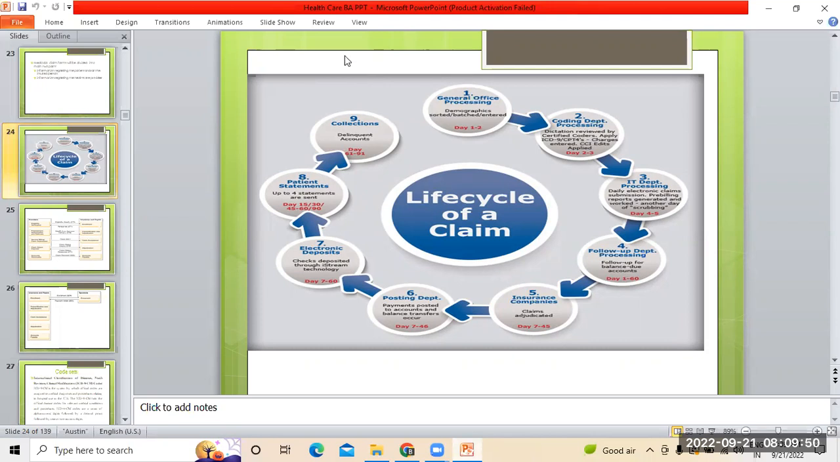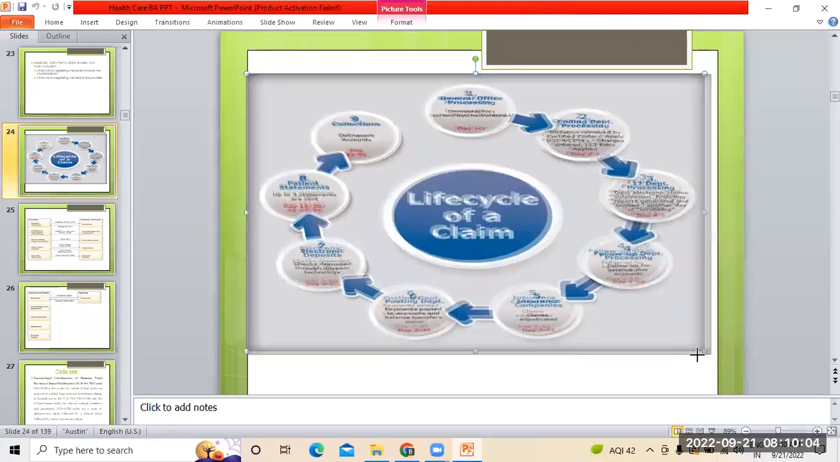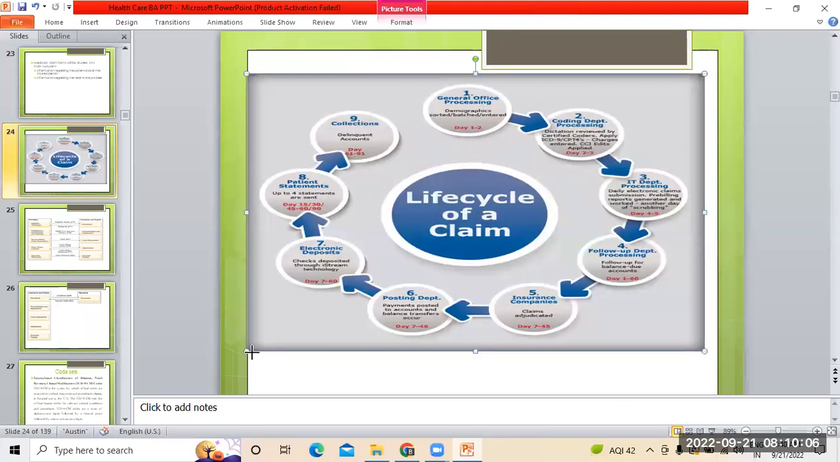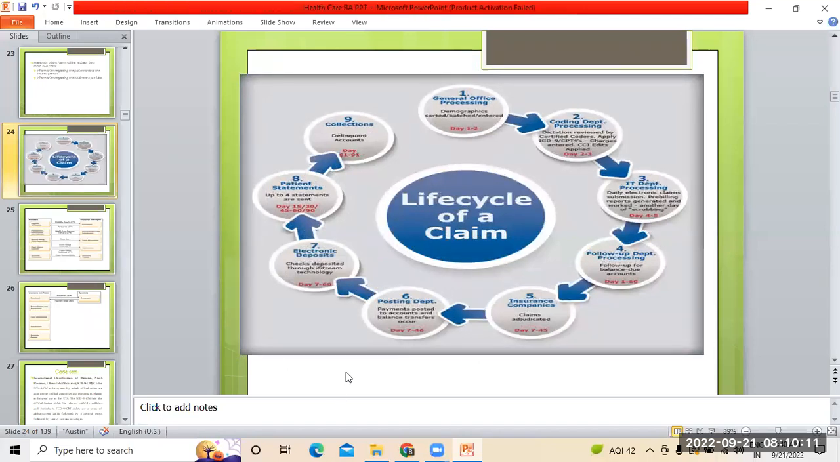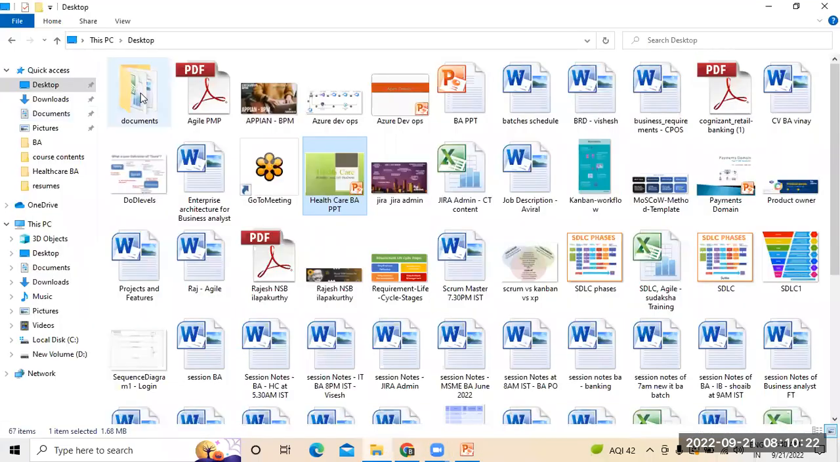So the first step we call general office processing. That was the first thing. I'll be texting on the chat box. If you can't see the screen properly, I'm texting on the chat box. No need to worry. So general office processing is the first one. Or else I'll type it in the Word document. Just a moment.